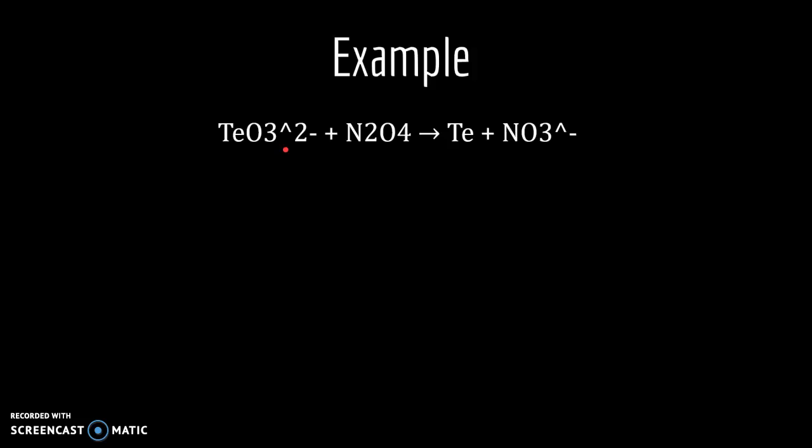Now we're going to have a different example. We're going to have TeO3 plus N2O4 turns into Te plus NO3. First, we look at our major atoms. We see the N's, and we realize that we need to add a 2 to the NO3 on the right side. Now we realize that the O, the H, as well as the charges are all the same, so we don't have to do anything else.